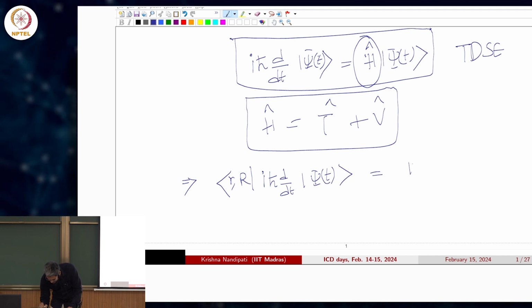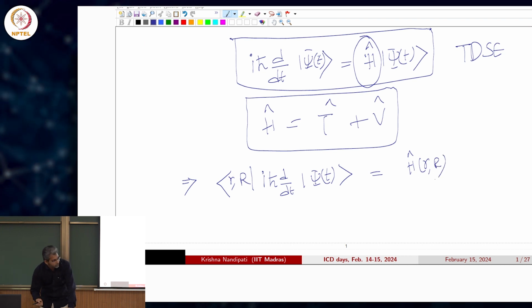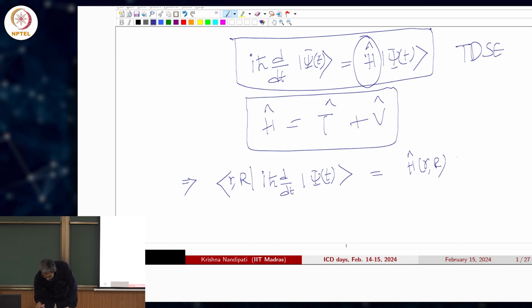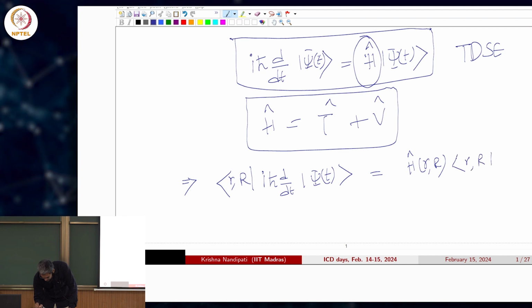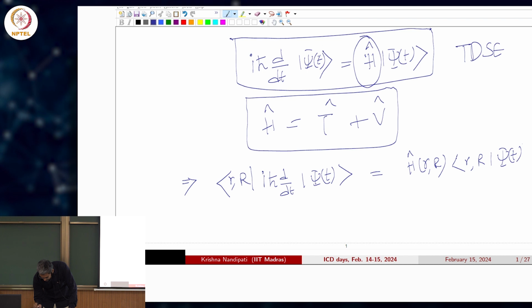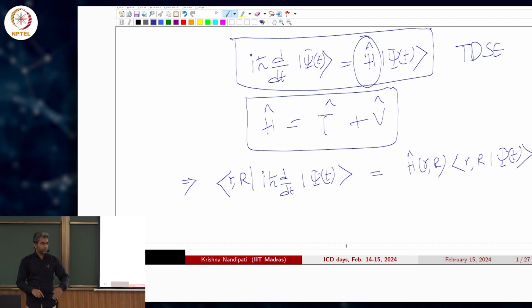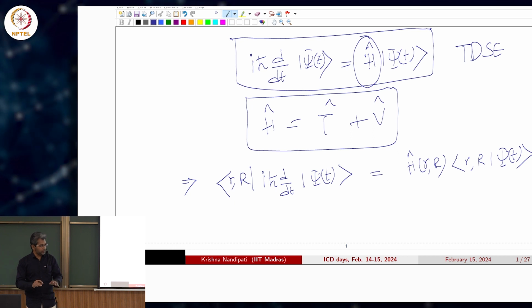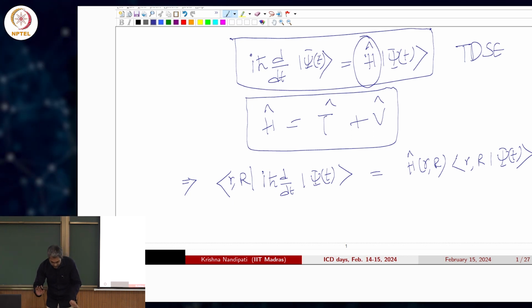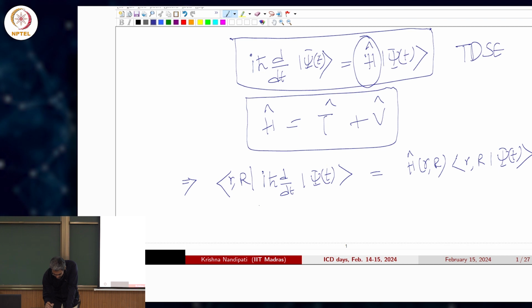And then this becomes a function of r and R. In general, these positions are vectors. I just neglect the vector aspect because it doesn't concern us for the main message.